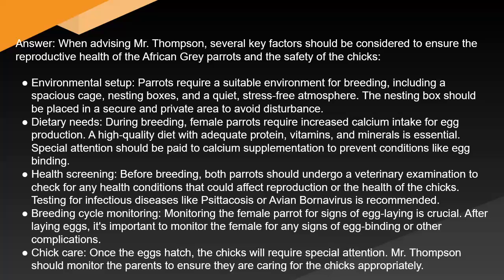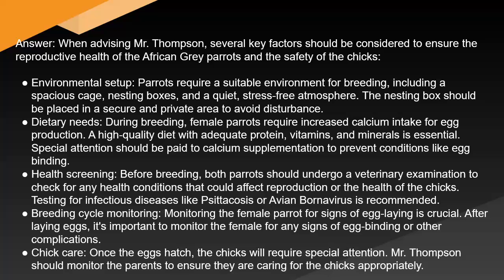Parrots require a suitable environment for breeding, including a spacious cage, nesting boxes, and a quiet, stress-free atmosphere. The nesting box should be placed in a secure and private area to avoid disturbance. Dietary needs during breeding: female parrots require increased calcium intake for egg production. A high-quality diet with adequate protein, vitamins, and minerals is essential. Special attention should be paid to calcium supplementation to prevent conditions like egg binding.